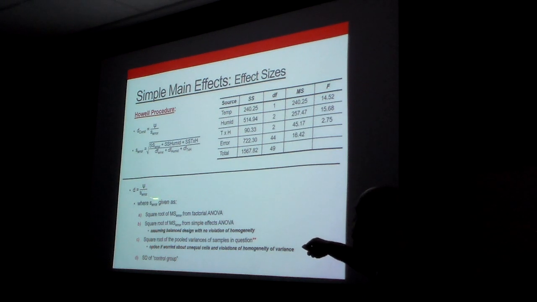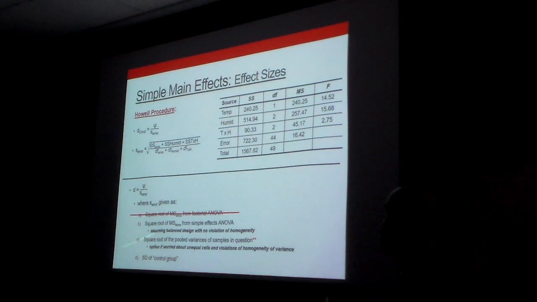So evaluate contrast over some estimator. Estimator given square root of your mean squared error from your factorial ANOVA. Don't do that. That's just, don't. It'll give you an effect size that you like, but it's not going to be something that's meaningful or comparable. What you could use is the square root of the mean squared error from your simple effects ANOVA, right?